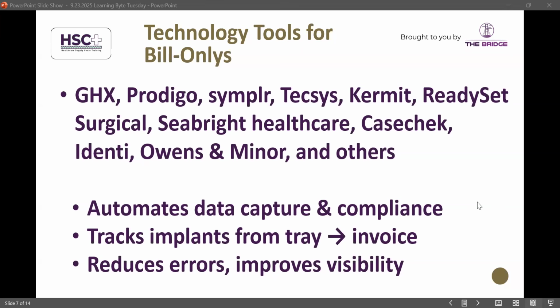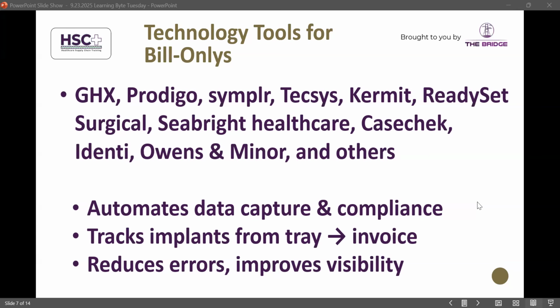But GHX has it, Prodigo, Simpler, Texas, Kermit. Kermit, that's their specialty. Ready Set Surgical, that's their specialty. Seabright Healthcare, that's their specialty. Case Check does a bunch of things, but has that as part of their toolkit. Identity, Owens and Minor. There's many others that have bill only tools out there. If you're going to do an RFP, make sure you include all of the tools out there so that you're kind of making sure that you're comparing apples to apples.